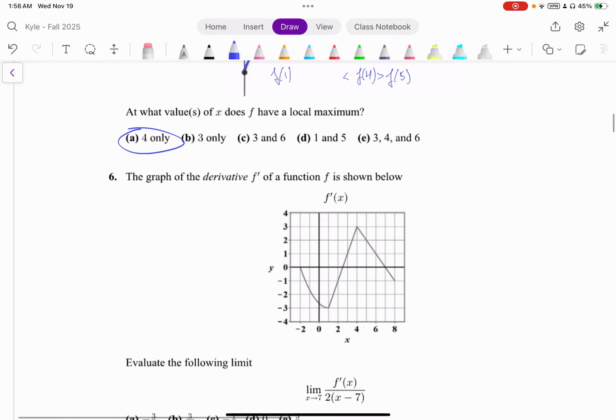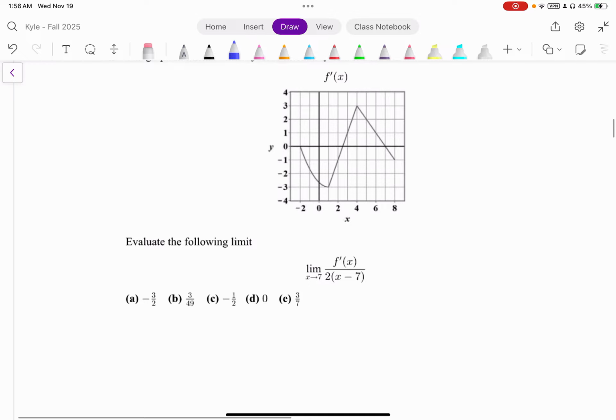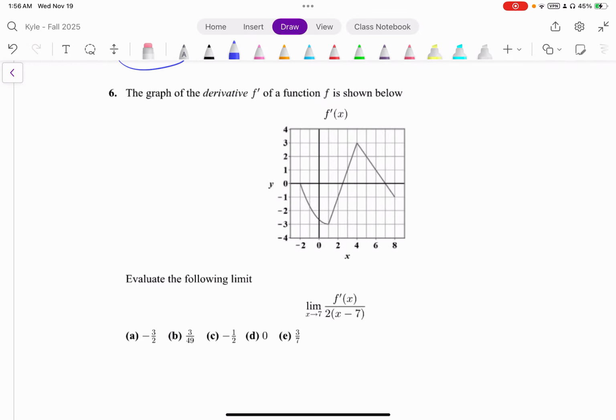The graph of the derivative f prime of a function f is shown below. Calculate this limit. First thing you always try when you have a limit is a direct sub. So if we do a direct sub, this is going to be f prime at 7 over 2 times 7 minus 7. So f prime at 7, well, let's look. What's f prime at 7? Oh, that's 0. So we have 0 over 0. Notice, remember, we're graphing f prime. They're giving us f prime here. So that doesn't work.